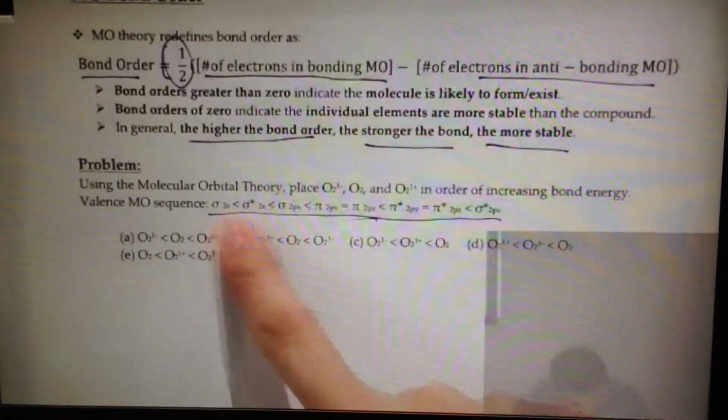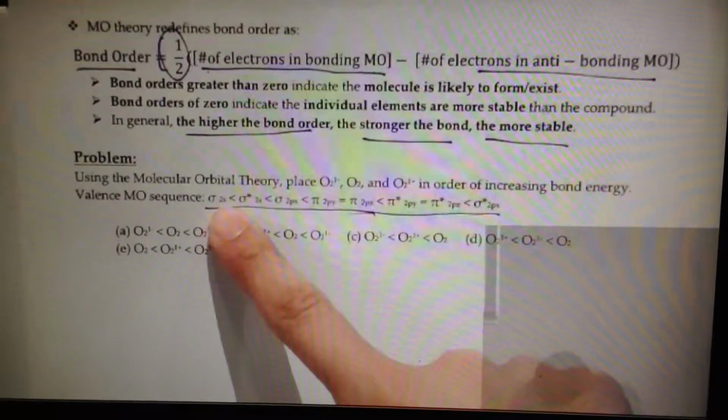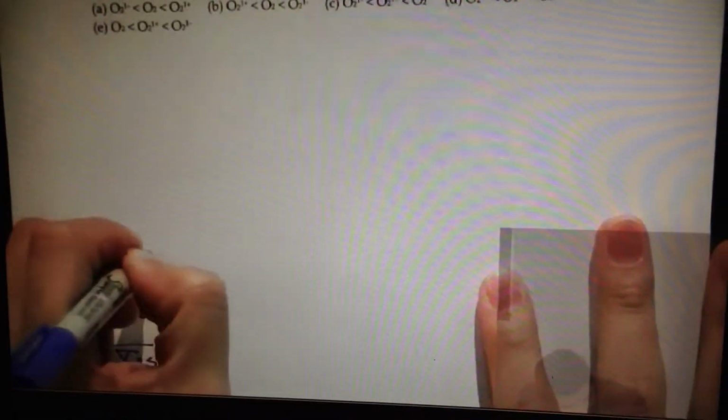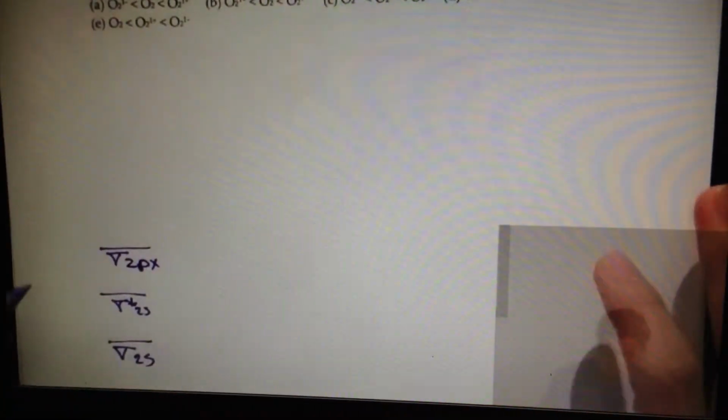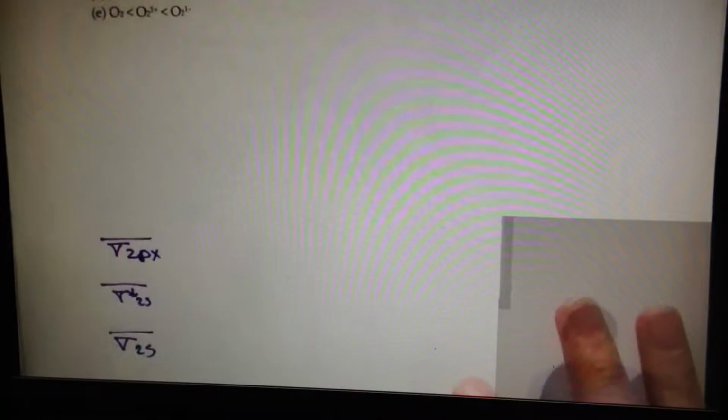Okay, good. So let's go ahead and draw out the sequence. It says sigma 2s, so we're going to say sigma 2s at the bottom there. And then sigma star 2s. You do not have to draw things on the side. You just have to draw the middle, because all we care about is the MO, the center. And then what's next? Sigma 2px. That doesn't matter. It just means it's x, y, and z, which is what we talked about in quantum numbers, that there are 3 orbitals for the p: x, y, and z.